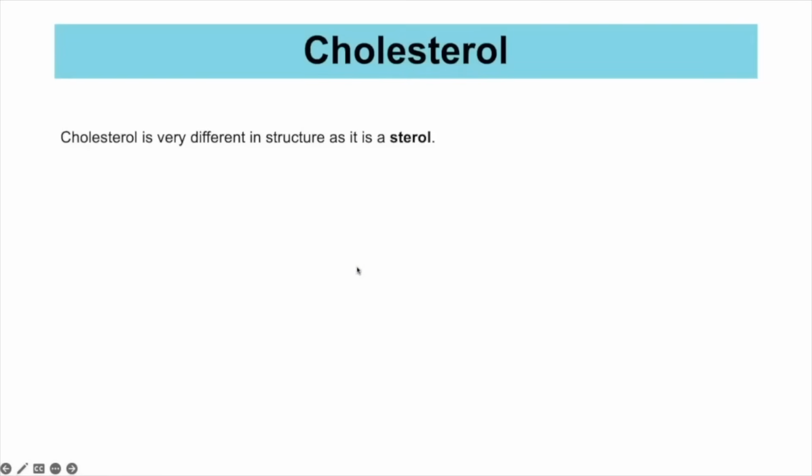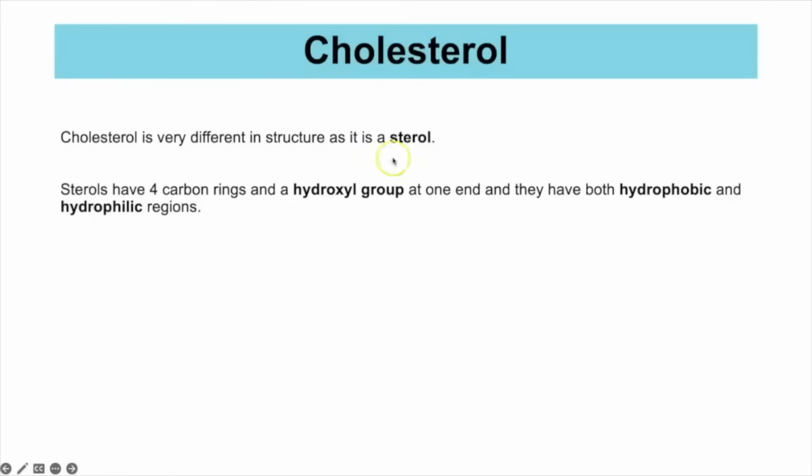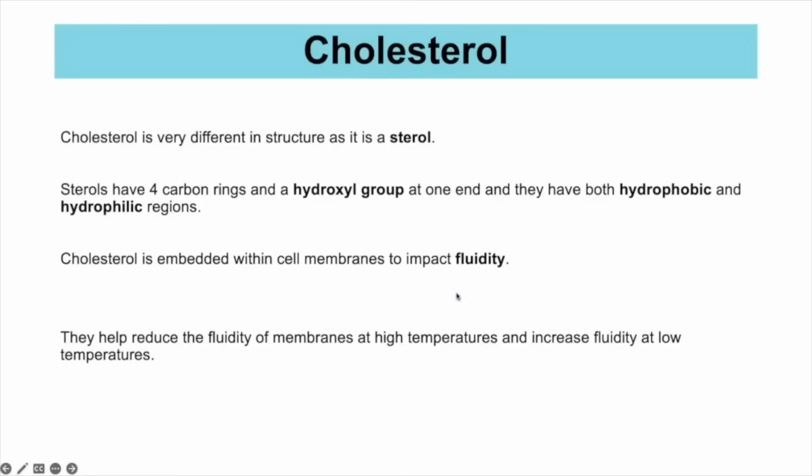Cholesterol is our next biological molecule, and it is very different in structure because it's a sterol. Sterols have 4 carbon rings and a hydroxyl group at one end, and they have both hydrophobic and hydrophilic regions. Now, these are embedded in the cell membranes to impact the fluidity. They help reduce the fluidity of membranes at high temperatures, and they increase fluidity at low temperatures. And in that way, they help to control the movement across a cell membrane.